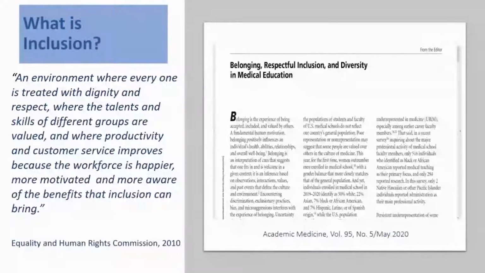So it's a really general definition, but I really like this piece written by the editor of the Academic Medicine journal in May of 2020. It's a wonderful piece, and I'll have it in my list of resources for you to take a look at more closely. In this piece, the editor further talks about belonging, right? Because belonging is also part of inclusion. And some of you also mentioned belonging when you talked about your vision for an inclusive culture. Belonging is simply the experience of being accepted, included, and valued by others, right? And belonging is the interpretation of cues that suggest that we fit and that we're welcome.